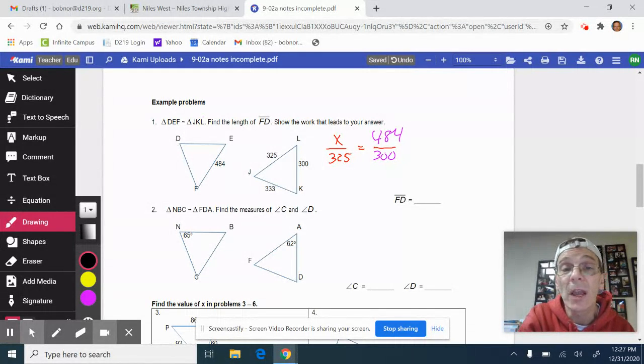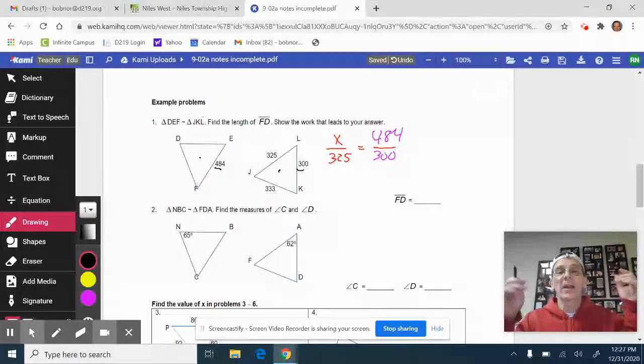They'll look at this triangle on the right and they'll see that all of these numbers are smaller than 484. So this is the smaller triangle, and this is the bigger triangle. And so then they'll ask themselves, how many times bigger is the big triangle? Like, is it twice as big, 3 times as big? And so they'll divide the 484 by the 300, okay? And whatever that comes out to be, it comes out to be.